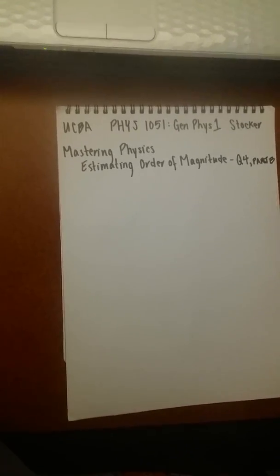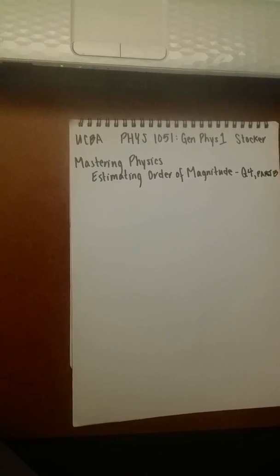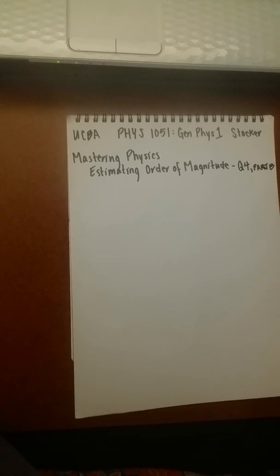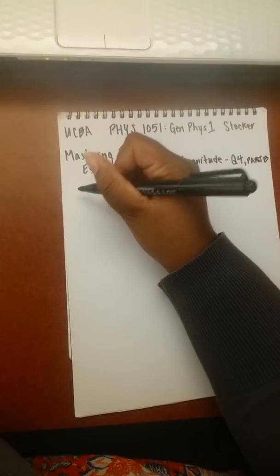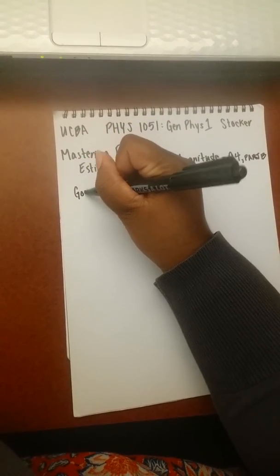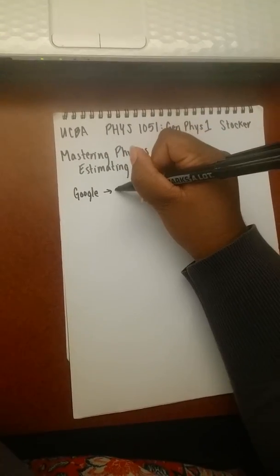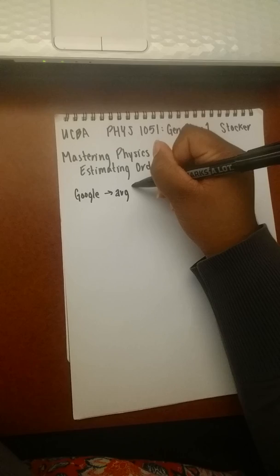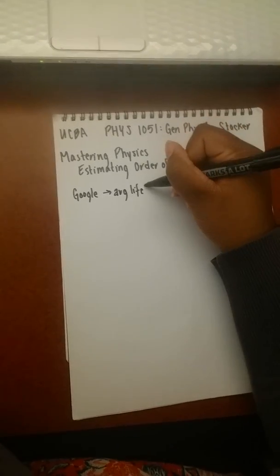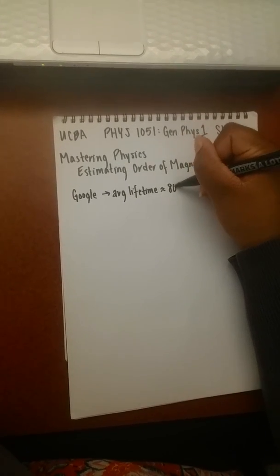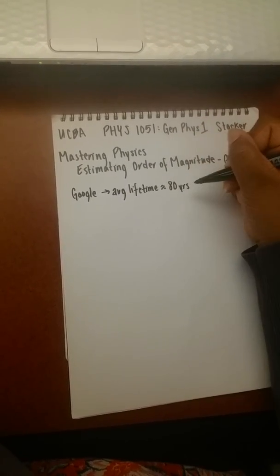So what I did to start off is I needed some necessary information. So I went to Google and I found that the average lifetime of a human is 79 years. So I just went ahead and rounded it up to 80 years.